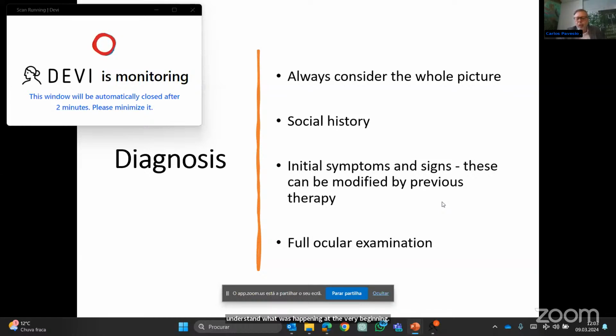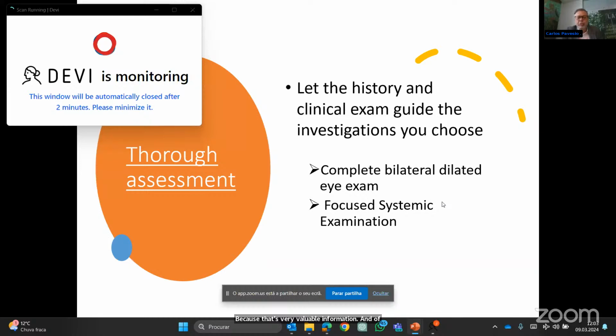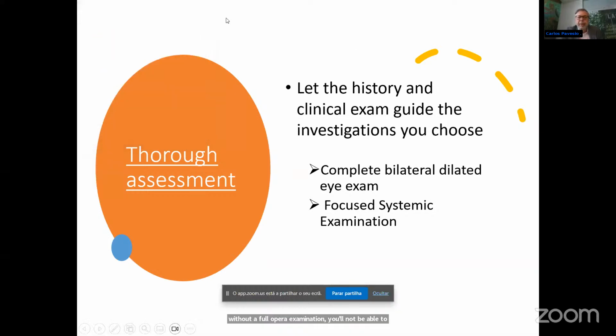Without a full ocular examination, you'll not be able to reach your conclusion. In ophthalmology, sometimes you underestimate the value of history. The history and your clinical examination will guide you into what investigations you end up choosing. So complete your examination, and then look at the systemic aspect of the patient.